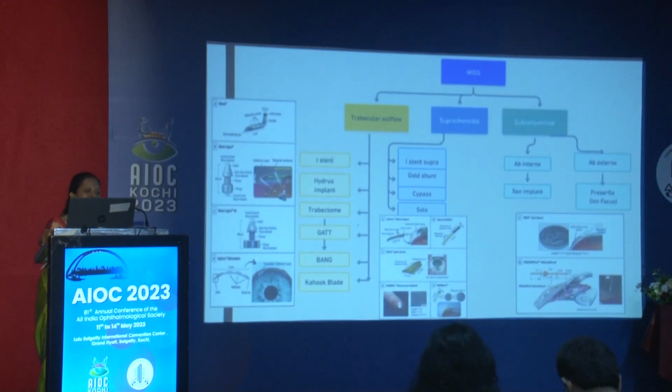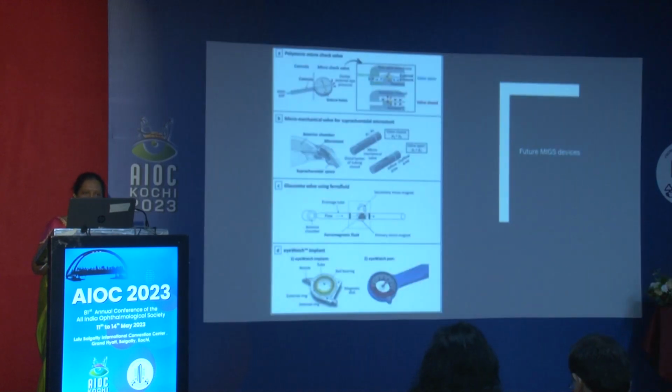Under trabecular outflow, we have the iStent, Hydrus, Trabectome, GATT, Kahook Dual Blade. These procedures also come under this trabecular outflow group. Then for suprachoroidal, we have the iStent Supra and others. In subconjunctival, the ab interno technique is the Xen, and ab externo, the PreserFlo. And then there are also future MIGS devices, and even this iStent implant, which can be attached to any drainage device, and you can titrate the pressure.